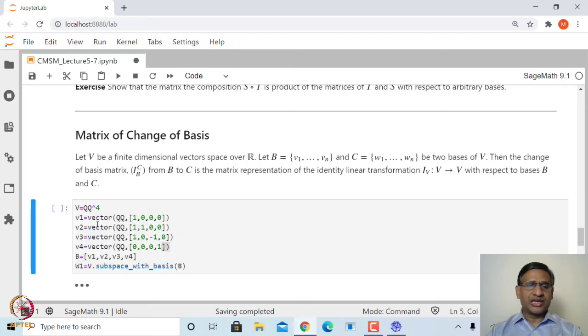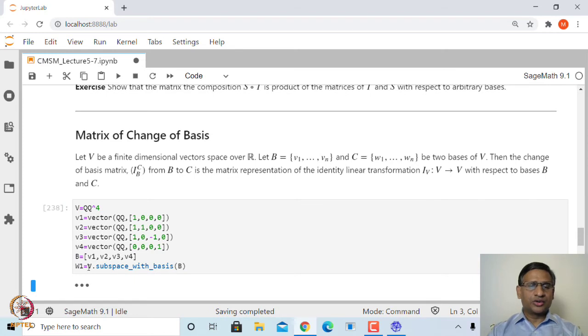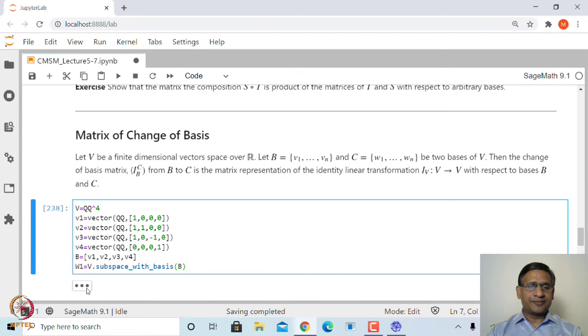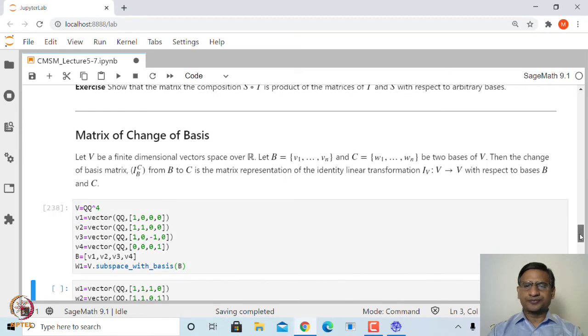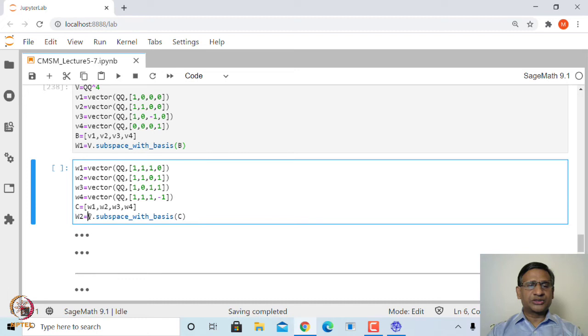So suppose we take the space V equal to Q to the power 4, and V1, V2, V3, V4 as a basis of this, and let us define W1 to be a subspace of capital V with B as basis. Similarly, let us define a basis W1, W2, W3, W4 of V, and define capital W2 to be the subspace of capital V with respect to C as a basis.